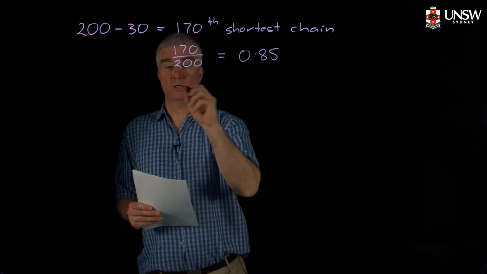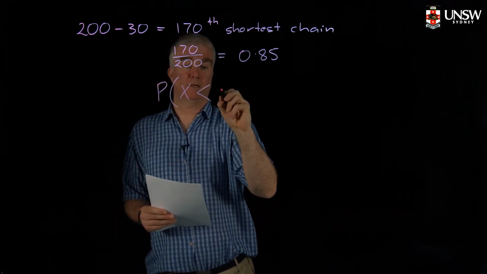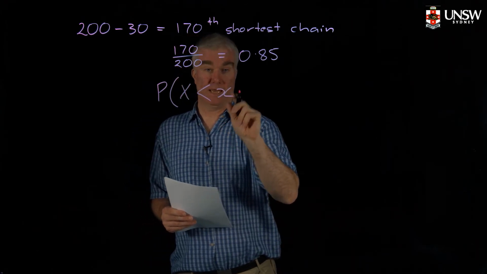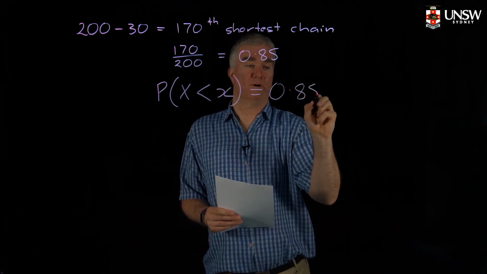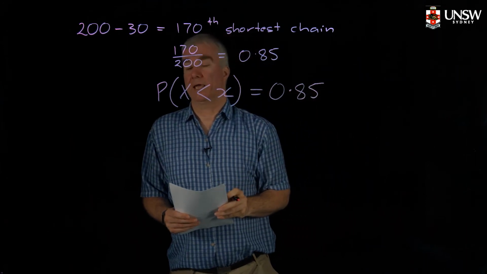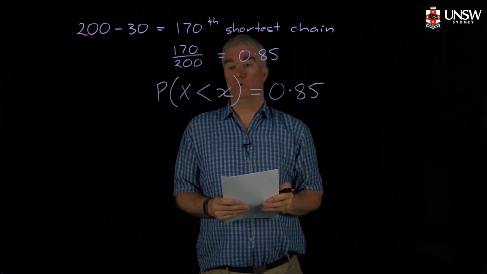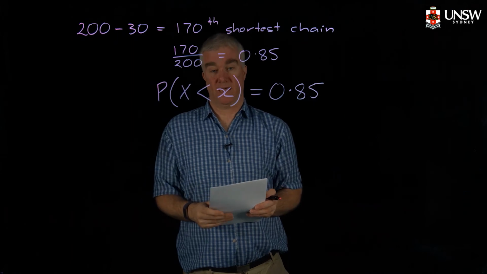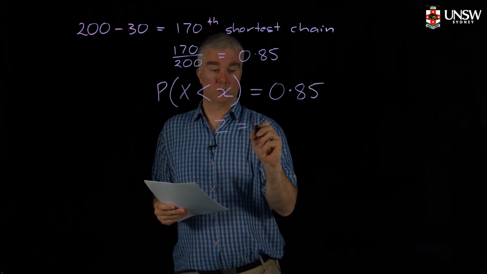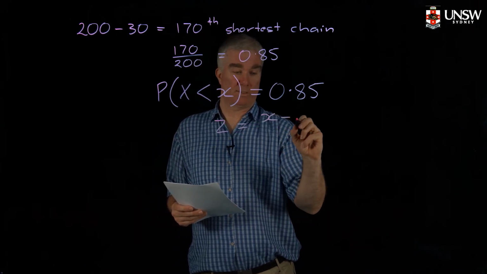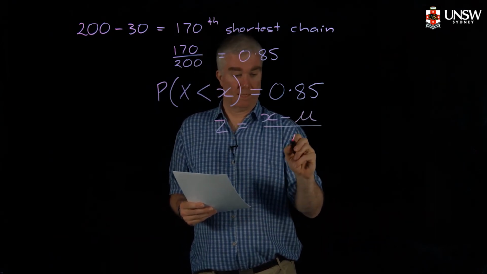So we're interested in the probability that x is less than a particular value, this is the answer we want, is equal to 0.85. Now when we're calculating probability distributions with the normal distribution, we'll normally switch from x to z. So z equals (x minus mu) divided by sigma.